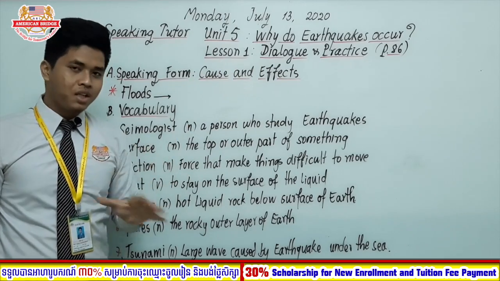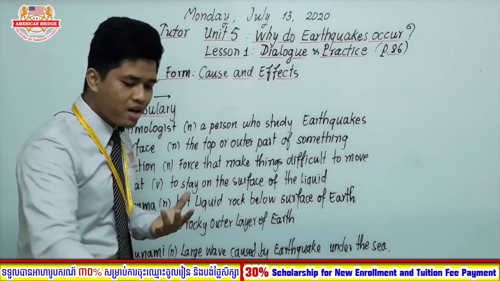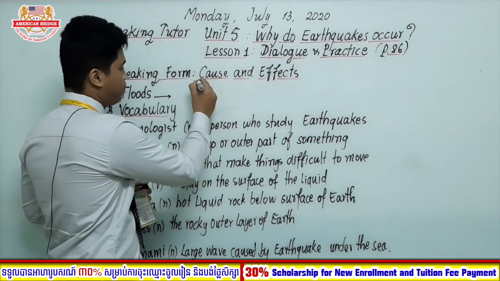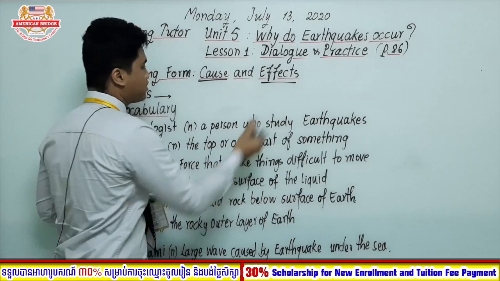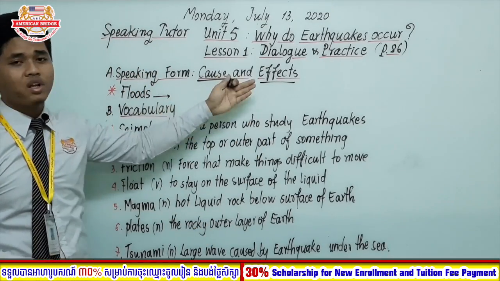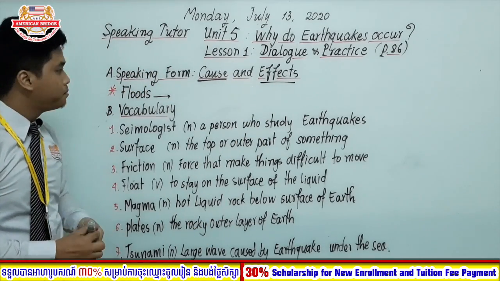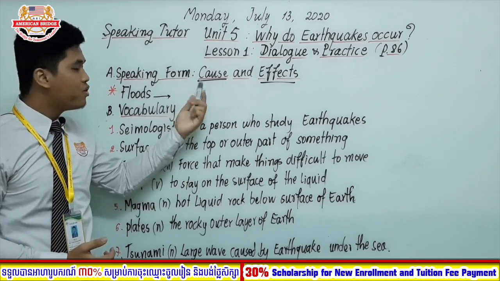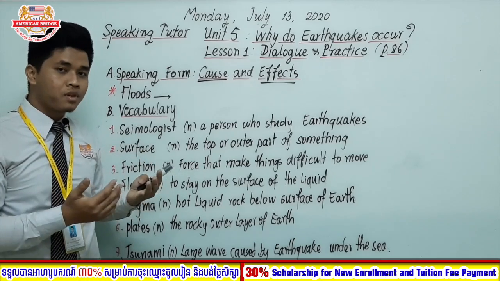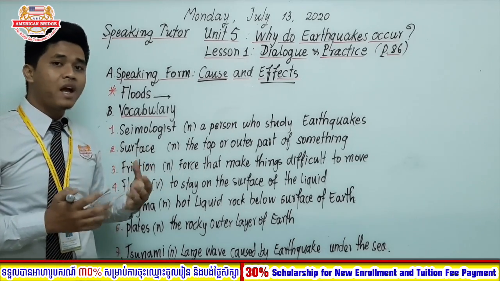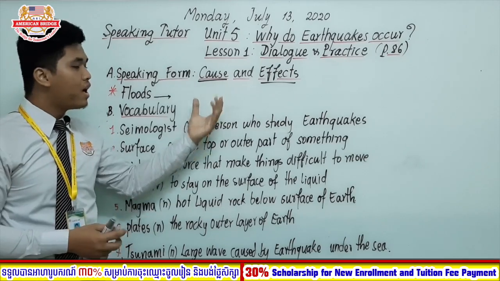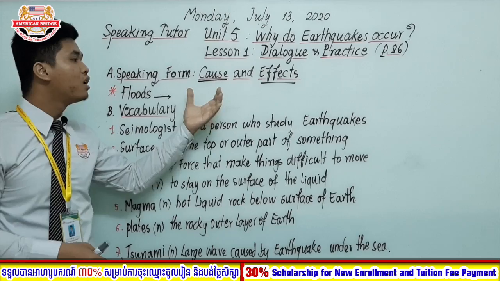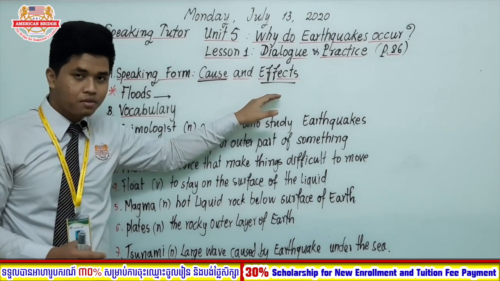What does this mean, cause and effects? You need to understand 2 different words. The first one is cause, and the second one is effects. What is cause and what is effects? To understand this clearly, we need to look at the meaning of these words. Cause means you make something happen. To make something happen, which means cause. And the consequence, or the things that happen after the cause, we call effects.